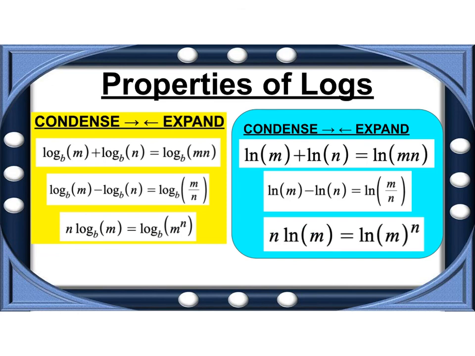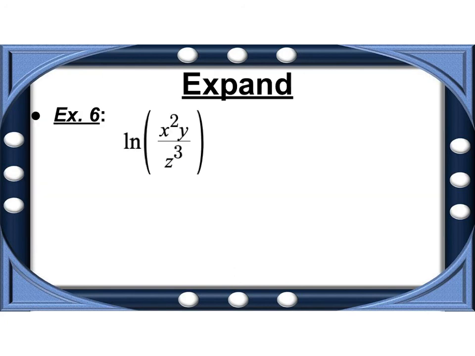Properties of logs, it's going to work the same because a natural log is a log. So when you have addition, you're going to condense it with multiplication. When you have subtraction, you'll condense it to division. And when you have something multiplied out in front, it's going to become the exponent. Vice versa, if you have multiplication, you're going to separate that into addition, division into subtraction, and then the exponent becomes multiplication out in front.